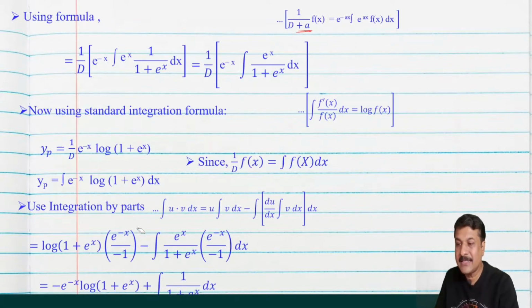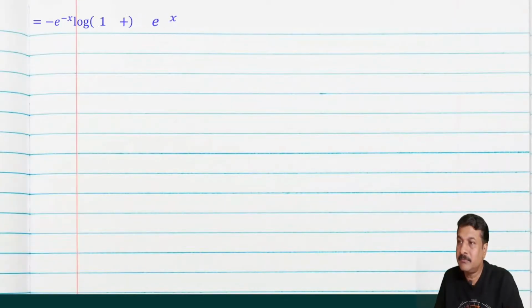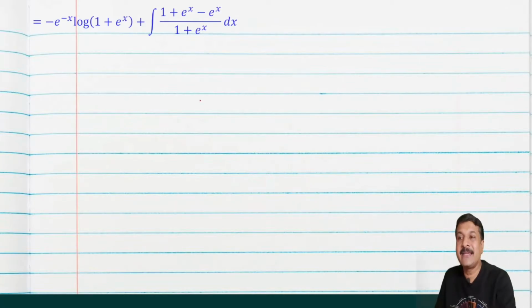So simply I am getting this as it is, the first term. So this is a minus e raised to minus x log of 1 plus e raised to x. This minus and this minus become plus now, and here I am getting simply 1 upon 1 plus e raised to x. So note the adjustment now. What is that adjustment? So the first part as it is, and here only 1 is there. So I am just adding e raised to x and subtracting e raised to x. So due to that I am getting this is 1.